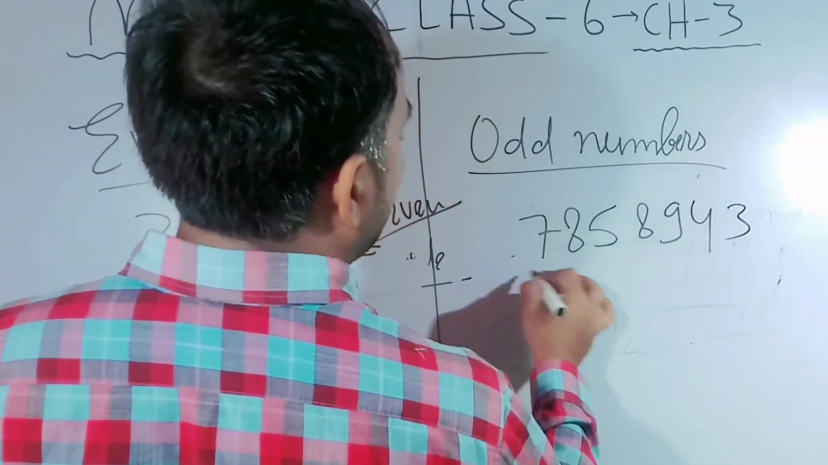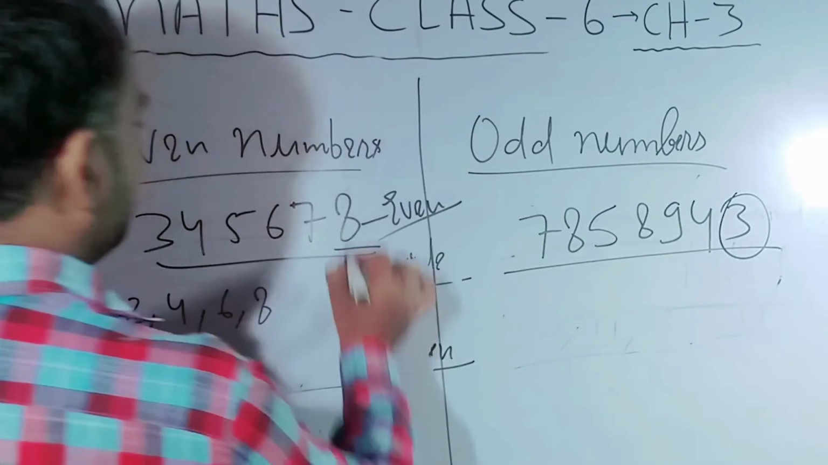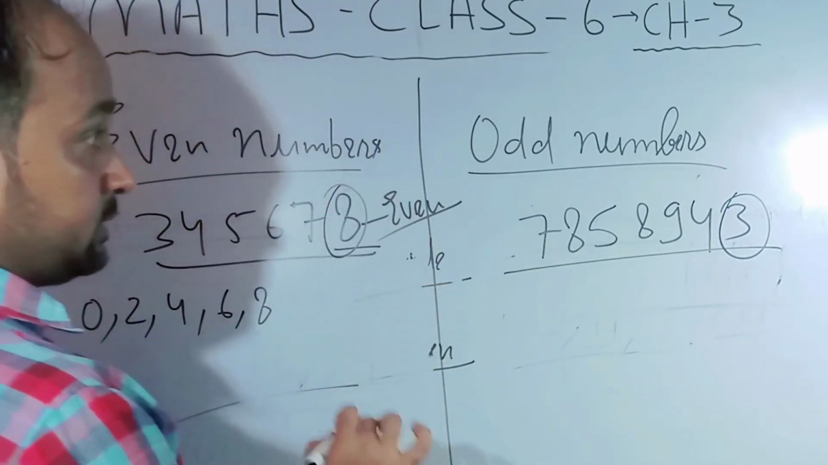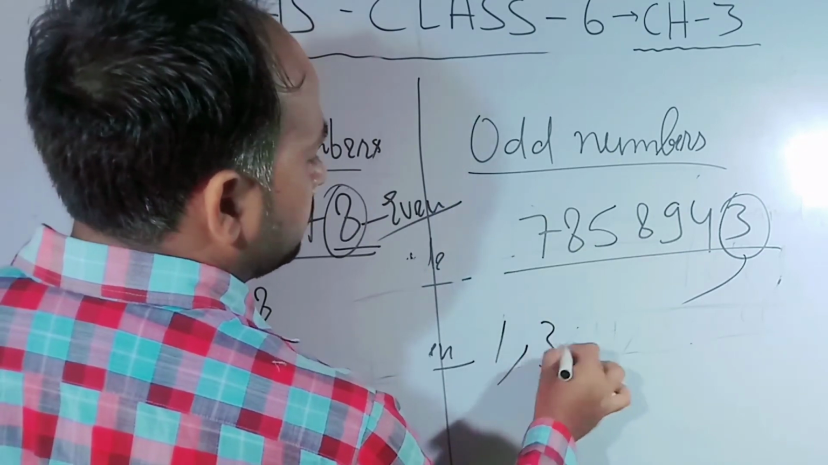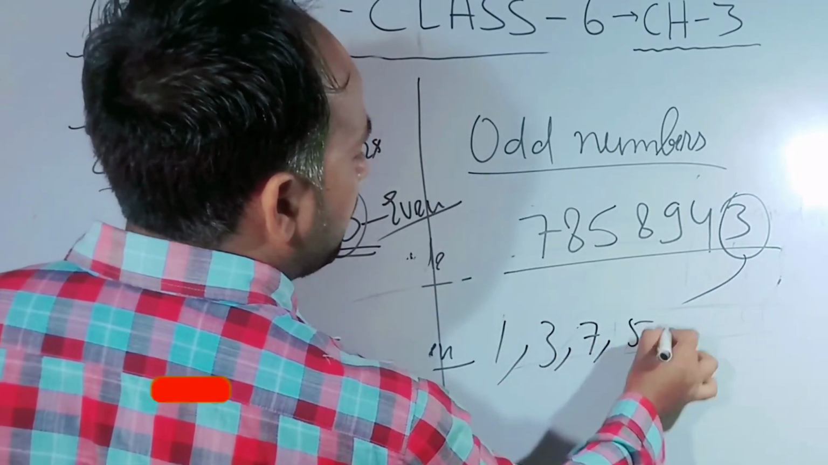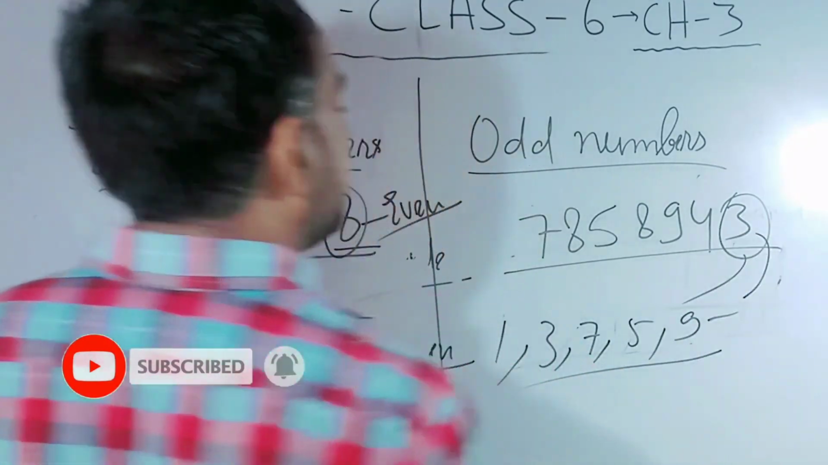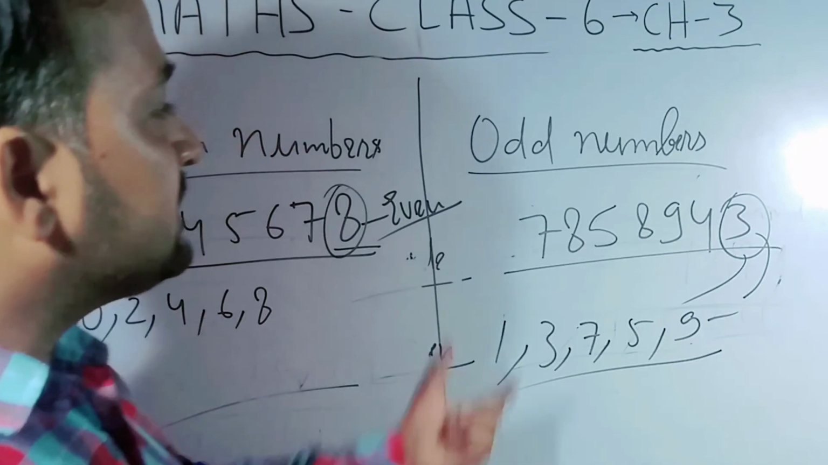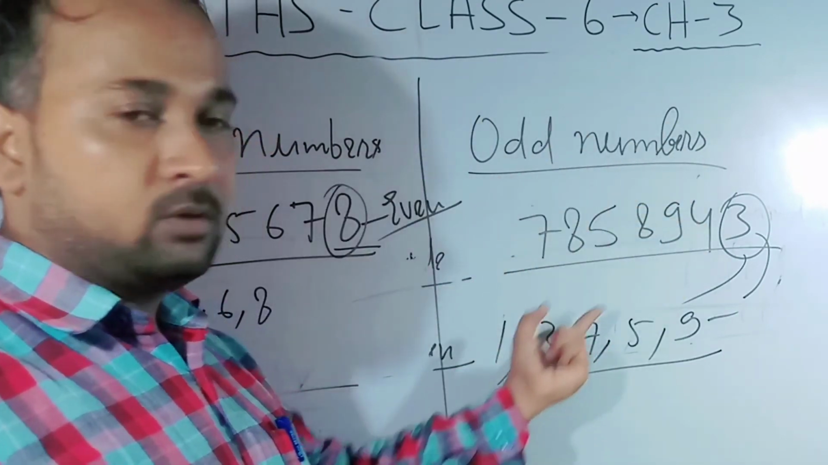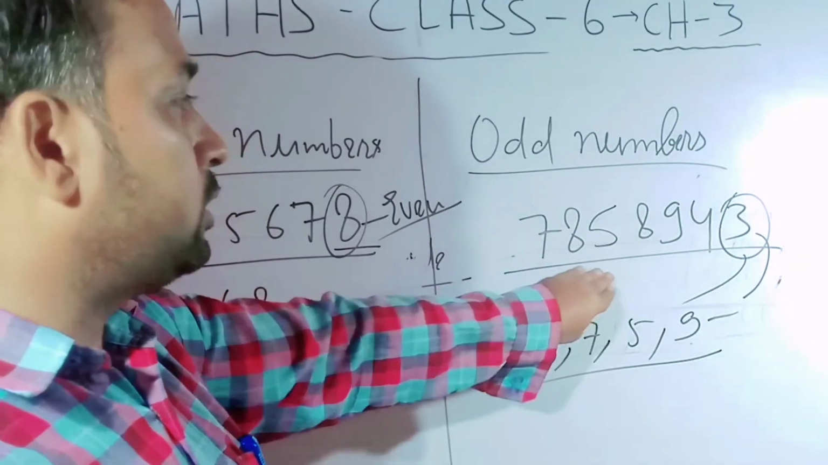In the case of odd numbers, I am writing one number over here. See the last digit in both cases. If the last digit is odd, you can easily say this complete number is called an odd number.